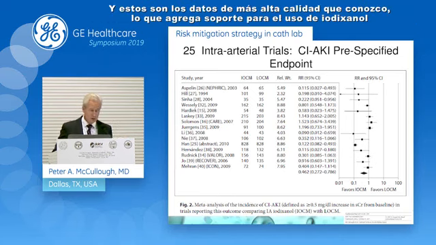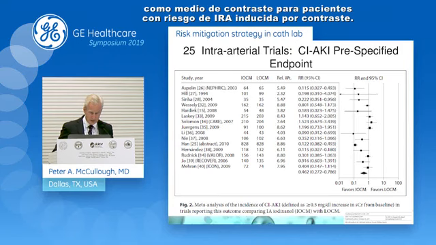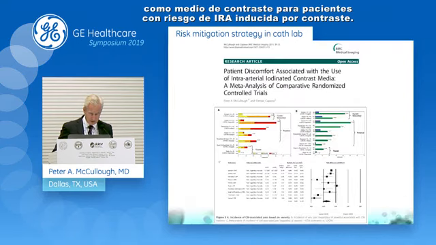And these are the highest quality data that I'm aware of in aggregate supporting the use of iodixanol as the agent in patients at risk for contrast-induced acute kidney injury.